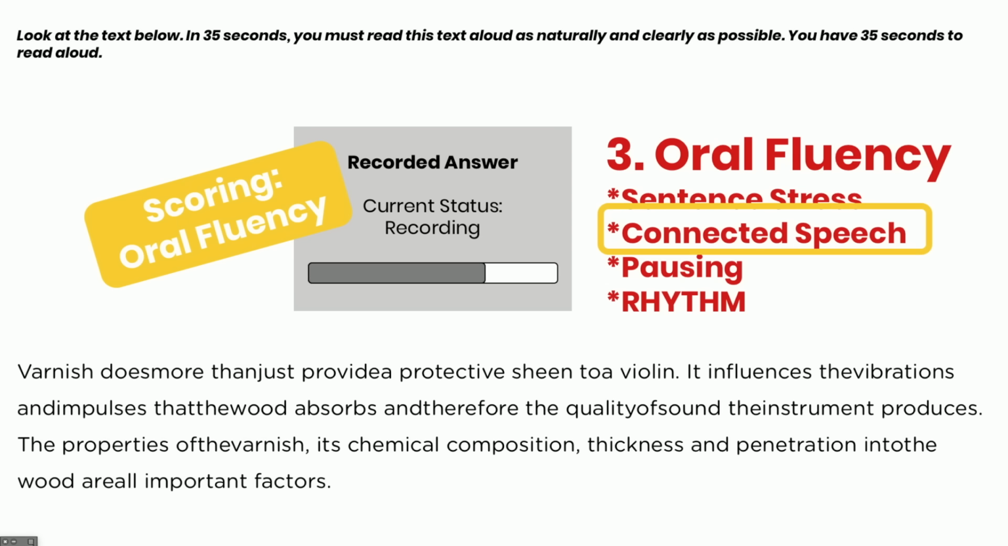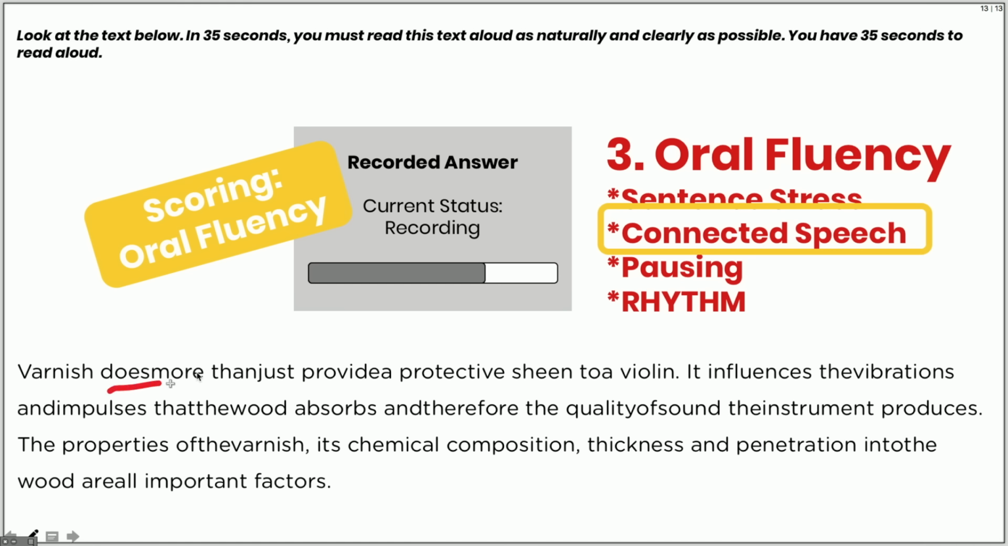Varnish does more, does more. Varnish does more than just provide. Let me get in here and draw on some of this, because it's pretty crazy stuff. Does more than just provide. So this article is now joined onto the verb here. To violin. Let me just read this sentence.